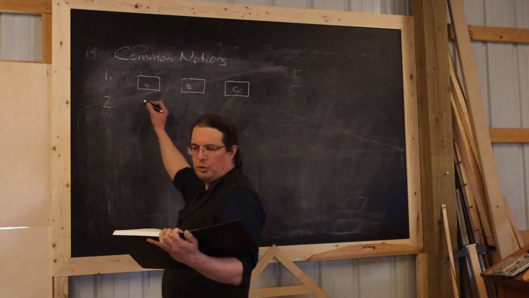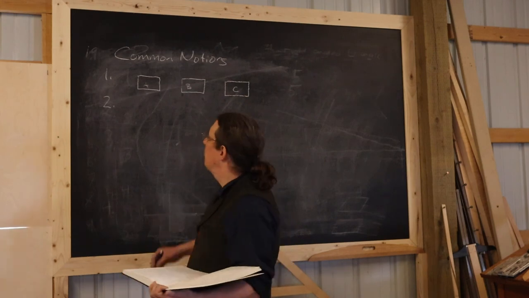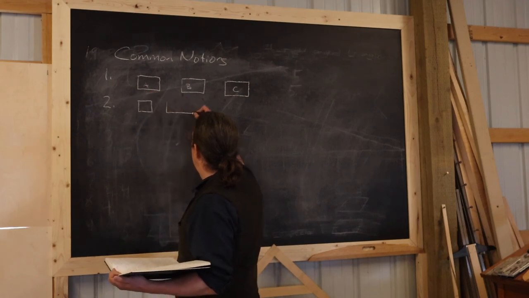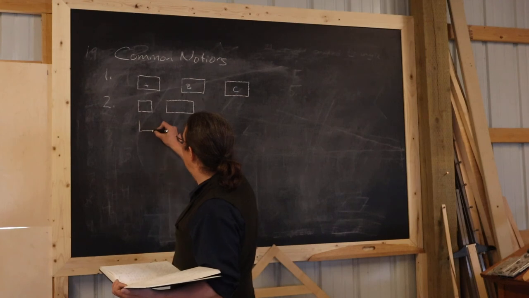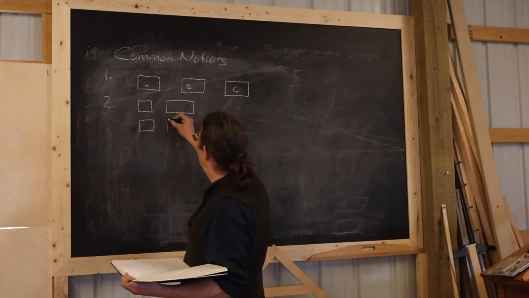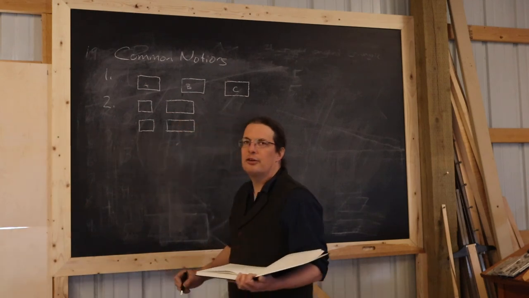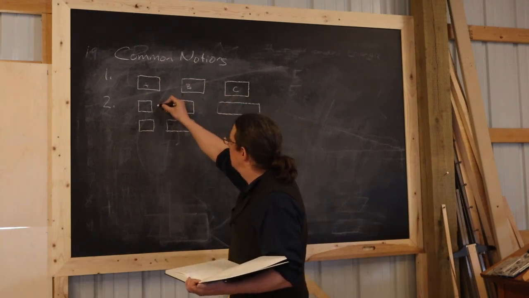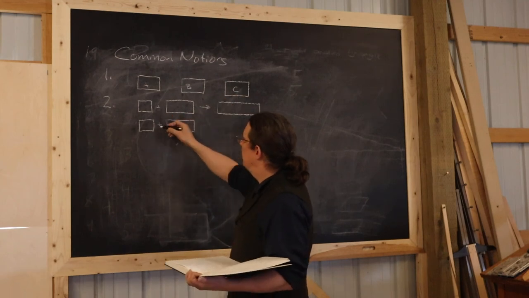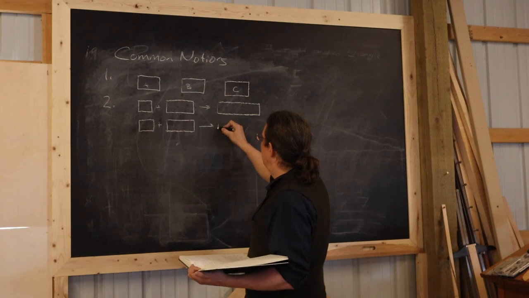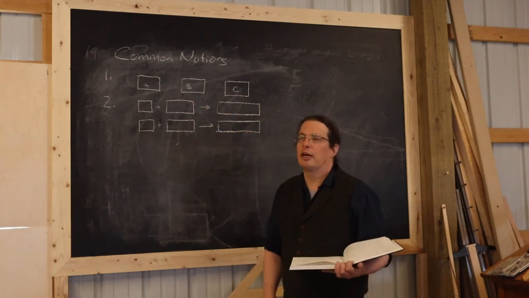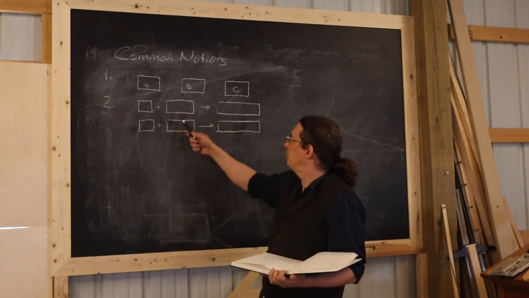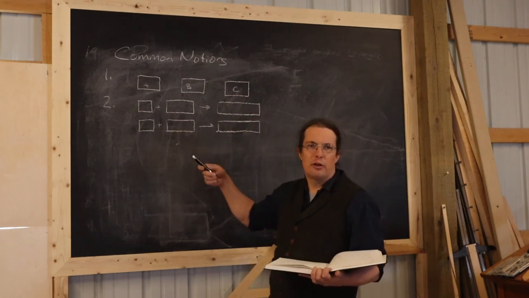The next common notion says if equals are added to equals, then the wholes are equal. So let's imagine I had a square that I'm going to add onto a rectangle. And that square is equal to another square. And that rectangle is equal to another rectangle. And so if I add this square to this rectangle, I'm going to get a longer, skinnier rectangle, just by merging them. If I add this square onto this rectangle, I'm going to get another longer and skinnier rectangle. And so what common notion two says is that if you take equals, add them to equals, then the resulting figures that you get are going to be equal as well.